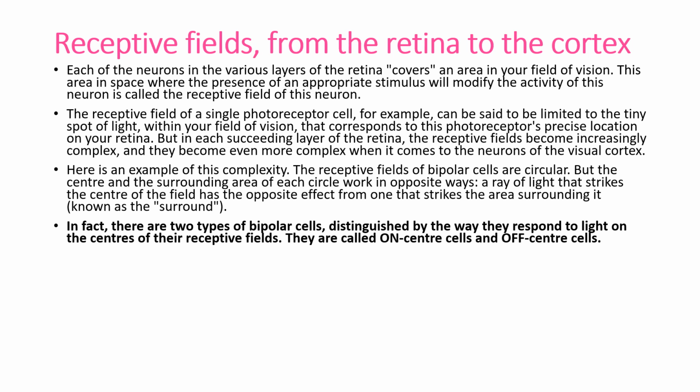The receptive fields of bipolar cells are circular. But the center and the surrounding area of each circle work in opposite ways. A ray of light that strikes the center of the field has the opposite effect from one that strikes the area surrounding it, known as the surround. In fact, there are two types of bipolar cells, distinguished by the way they respond to light on the centers of their receptive fields. They are called on-center cells and off-center cells.